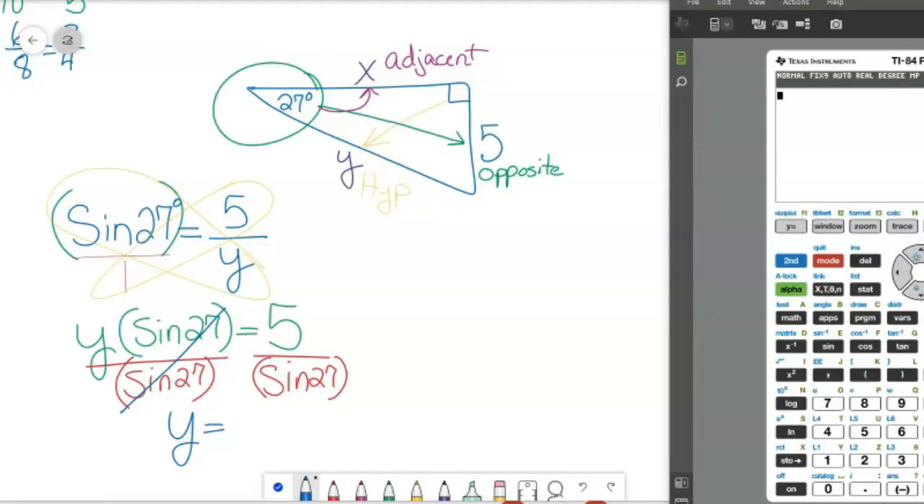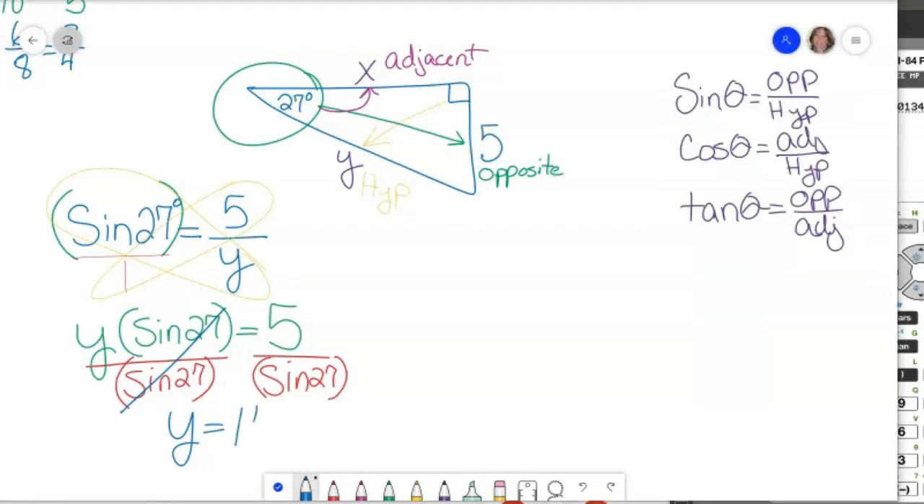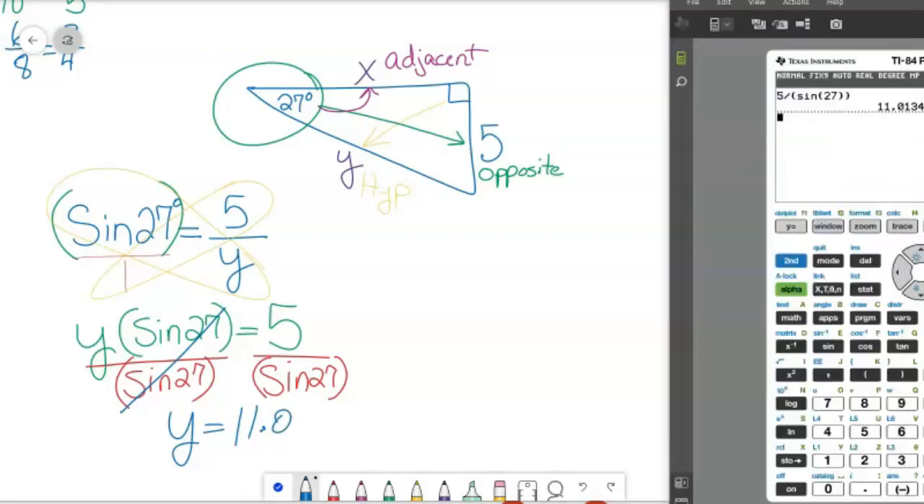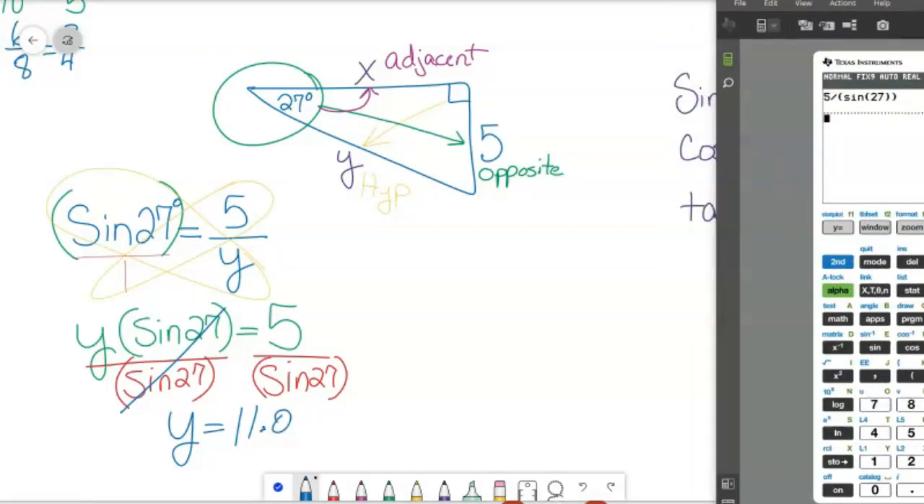All right, so when we put this in, we want to actually go 5 divided by, and I like to be safe and not sorry, so I'm actually going to put my parentheses, the sine, my angle measure, close out those parentheses. Hit enter. Here's your answer. Okay, so our value of y is 11.0. What is it? 13? 13.